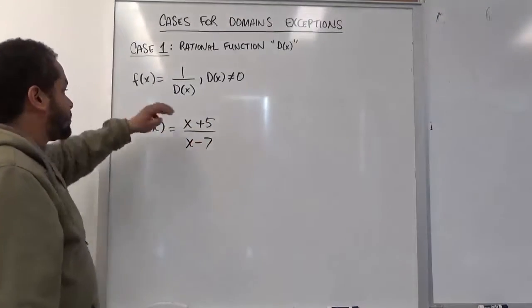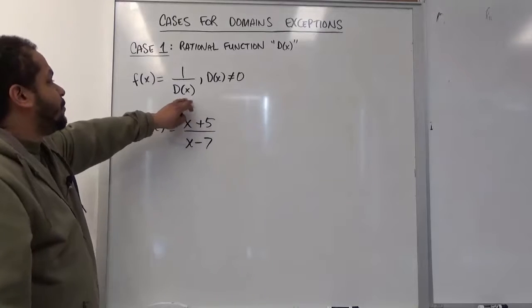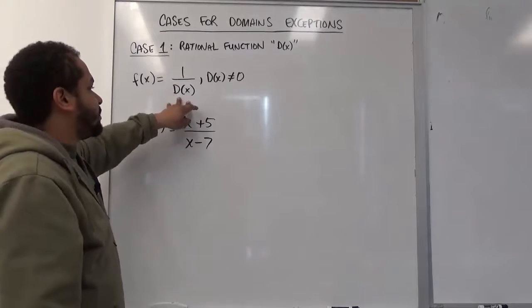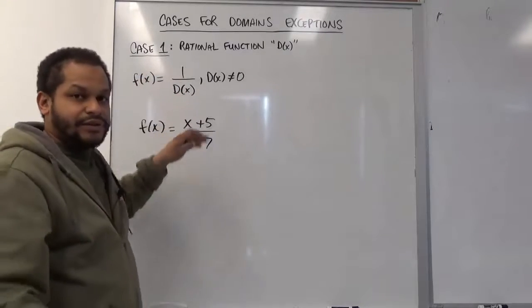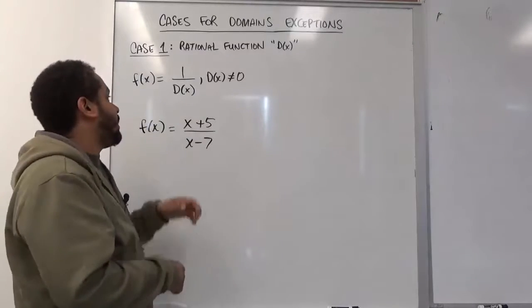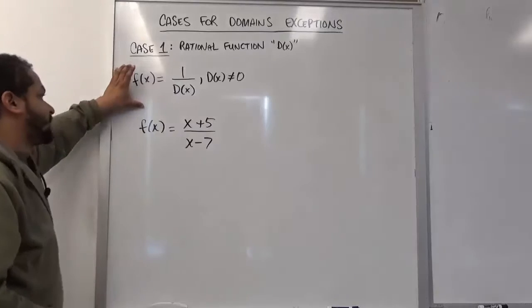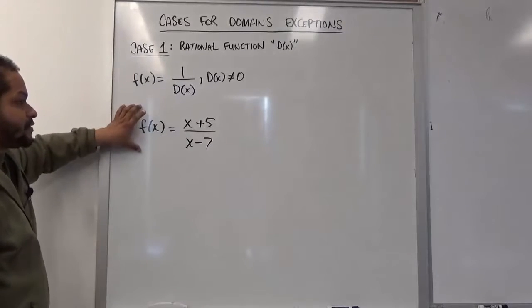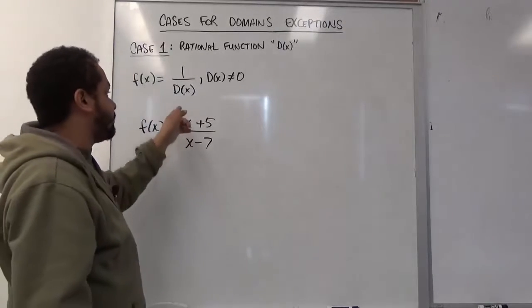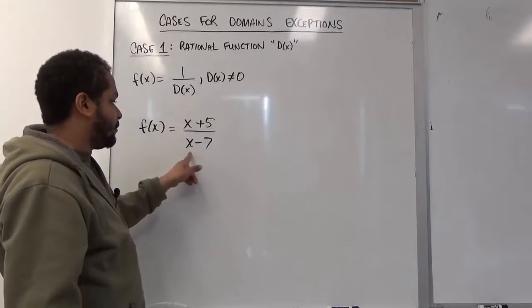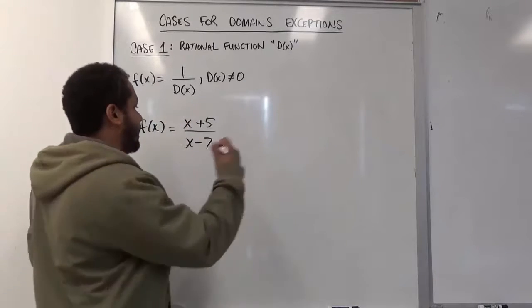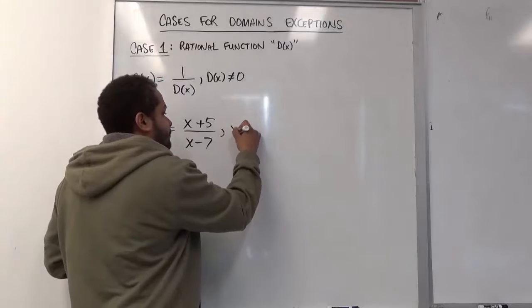Whatever the denominator is, we understand that in a rational expression, if you're dividing by 0, you get an undefined value. For that reason, the denominator of x cannot equal 0. So to solve your domain issue, for any case where you have a rational expression, our first step is simply taking the denominator function, which is right here, x minus 7, and setting it not equal to 0.